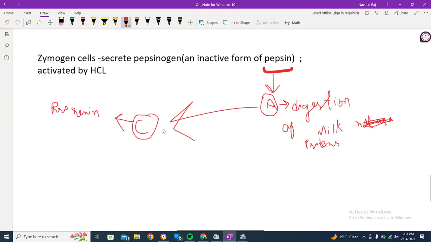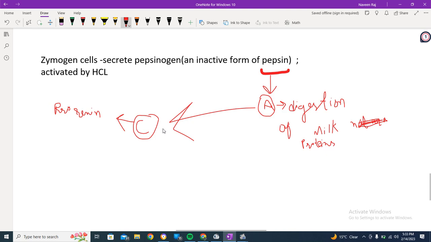Prorenin is an enzyme. This is very important for MCQs, that in adults we have got the inactive form first of all, that is pepsinogen, and it will convert into pepsin, and that will digest the milk proteins in adults, while in children we have got prorenin enzyme, and this is the inactive form.